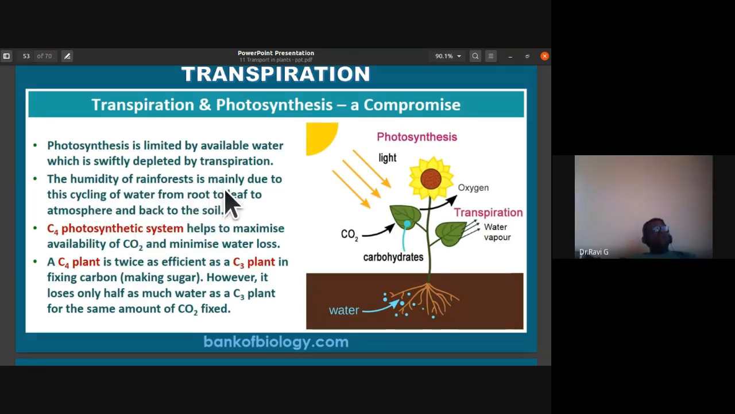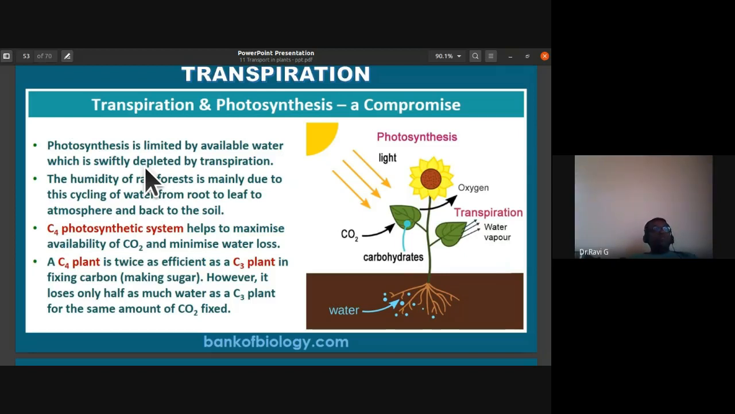So the humidity of the rainforest is mainly maintained due to transpiration. So there is a conflict between transpiration and photosynthesis. Transpiration majorly loses water, and for photosynthesis water is required. So there is a compromise here, a conflict between transpiration and photosynthesis.